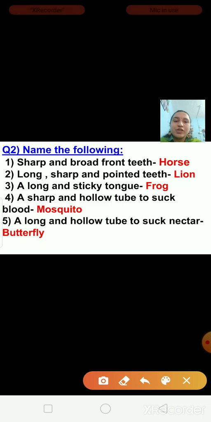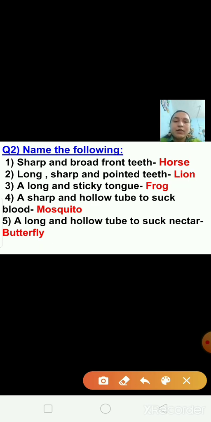Then question number 2. Long, sharp and pointed teeth. Now tell me, who is having long, sharp and pointed teeth? Animals like lion, tiger, cheetah, they have long, sharp and pointed teeth. Means carnivore animals, right? So here the answer is lion.